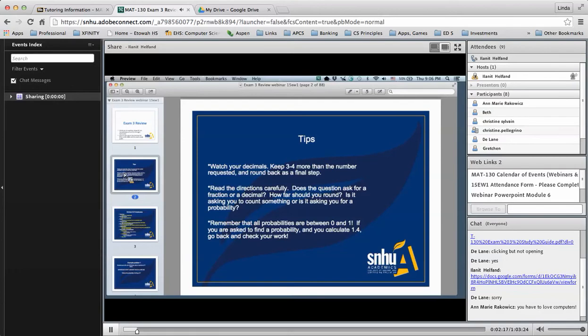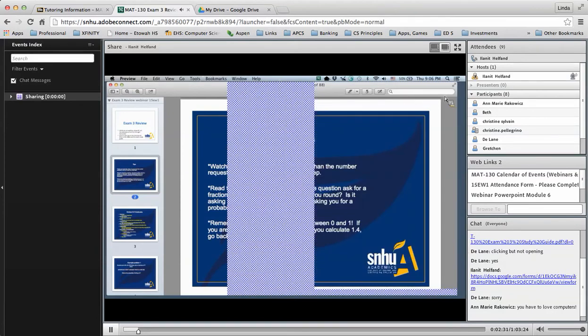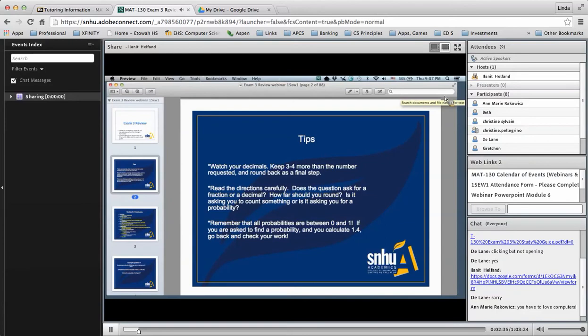Secondly, read the directions carefully. Does the question ask you for a fraction or a decimal? It should tell you how far to round. Because it's in MyMathLab and it's automatically graded, you can get it marked wrong just for these silly little errors. And then, is it asking you to count something, or is it asking you for a probability? Those are the things to really read carefully, as to just what the question wants from you.